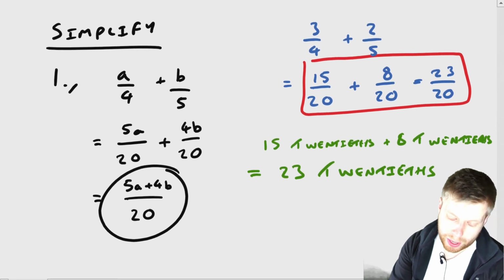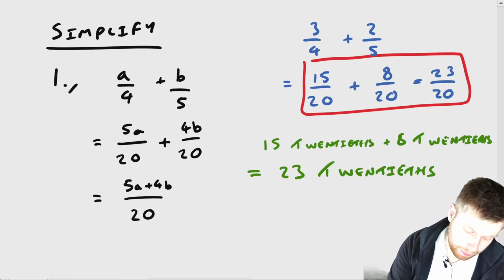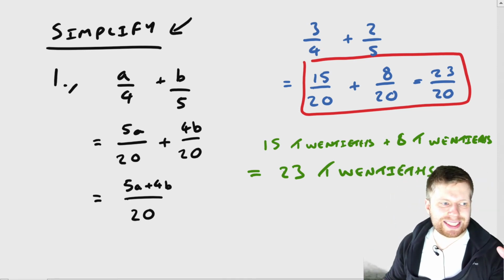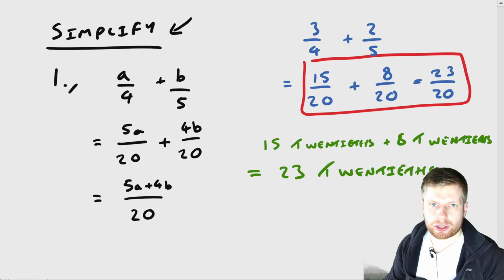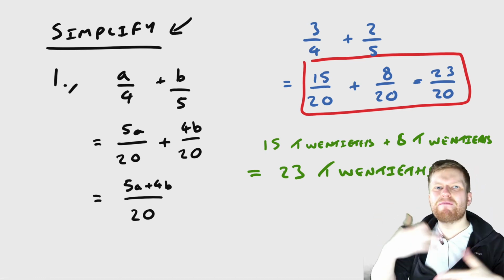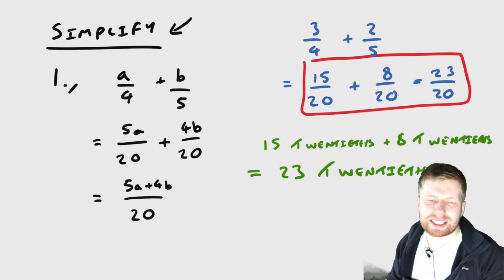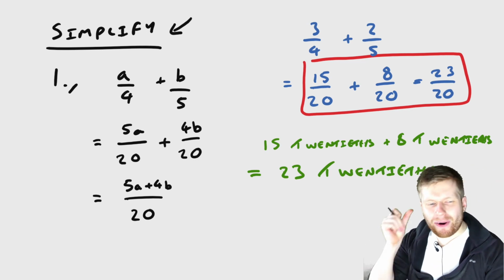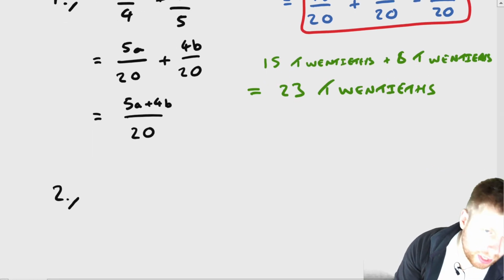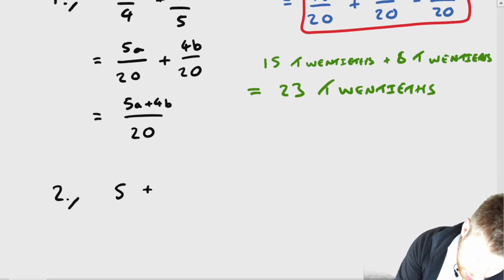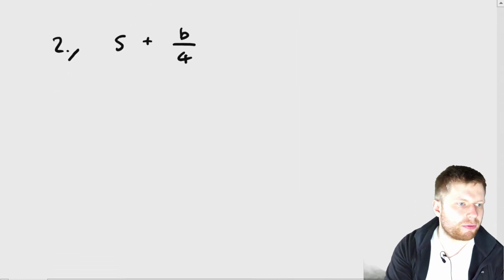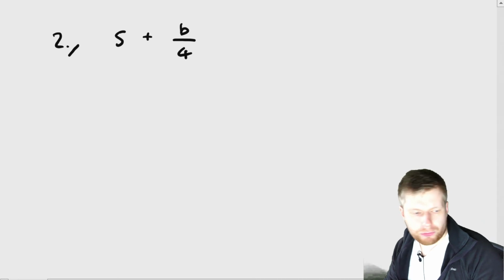I've simply thought about fractions here in order to get this to work. When it asks me to simplify, all it's asking me to do is write it as a single fraction. That is what we mean by simplify in this context. As you get more familiar with the types of questions being asked, particularly simplification questions, you'll know what they're asking. So let's try 5 plus b over 4. Let's simplify this, in other words, write it as a single fraction.